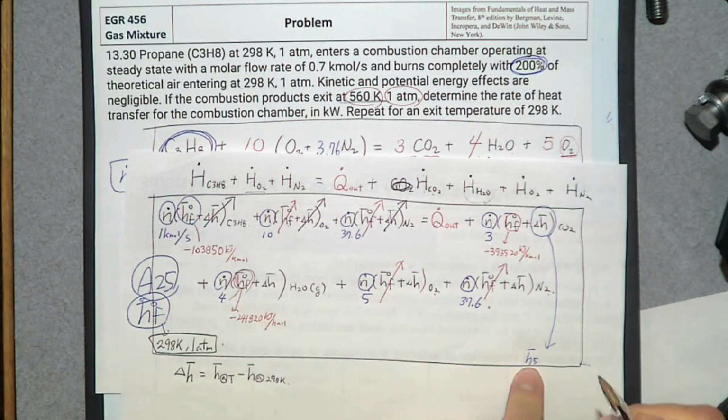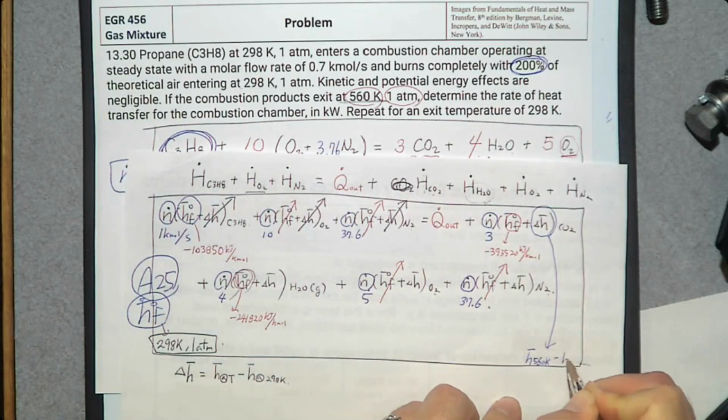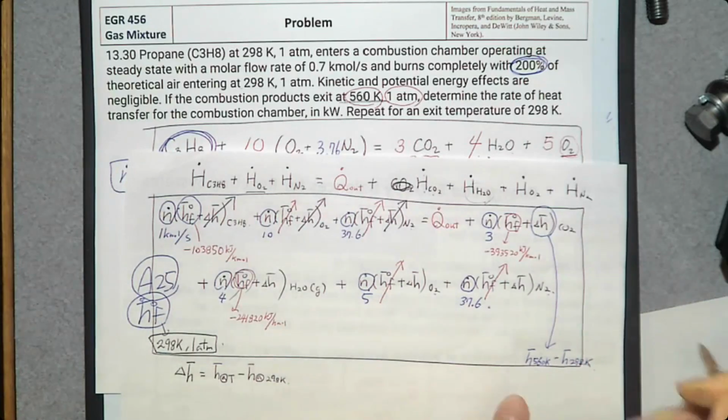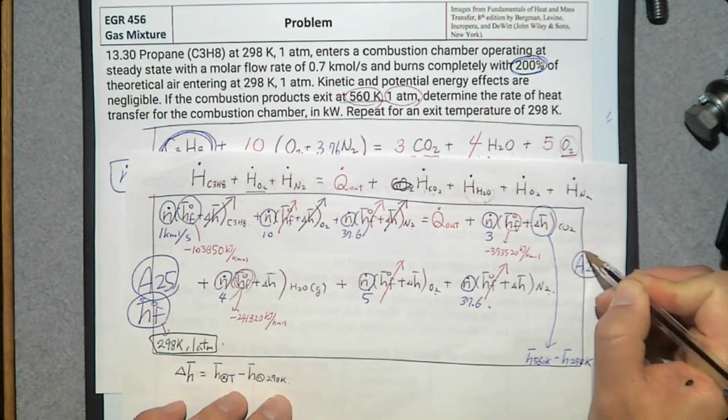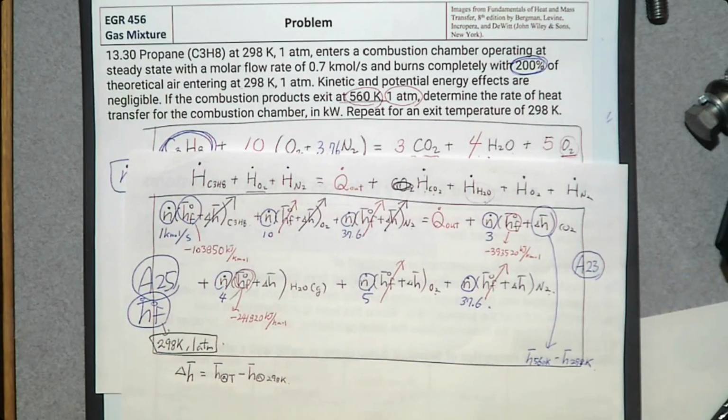All right, so H bar at 560 Kelvin minus H bar at 298 Kelvin. So that's how we determine delta H. This is for carbon dioxide. Then how do we determine this delta H bar? From another table, this time table A23. Table A23. So let's go find table A23. And what is our material? We have a carbon dioxide, 560 and 298.